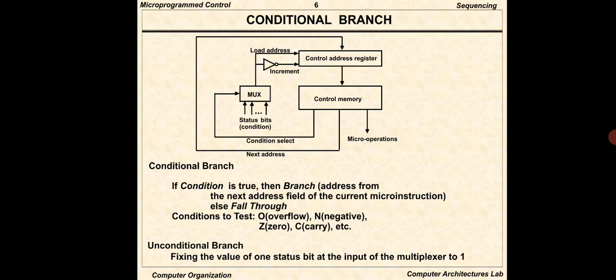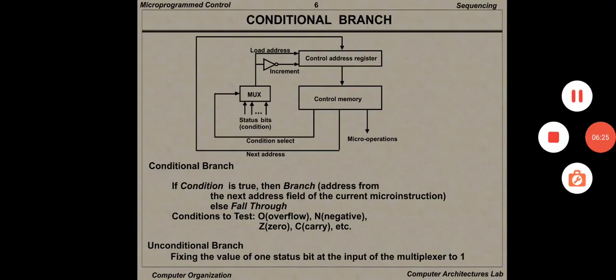When you go with an unconditional branch instruction, we fix the value of one of the status bits at the input of the multiplexer to 1. So if I am going with an unconditional branch, we are going to fix one of the status bits at the input of the multiplexer to 1.